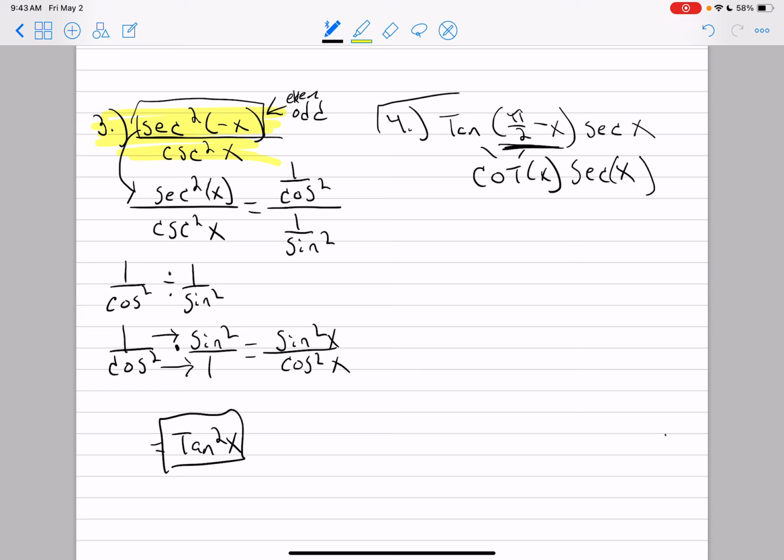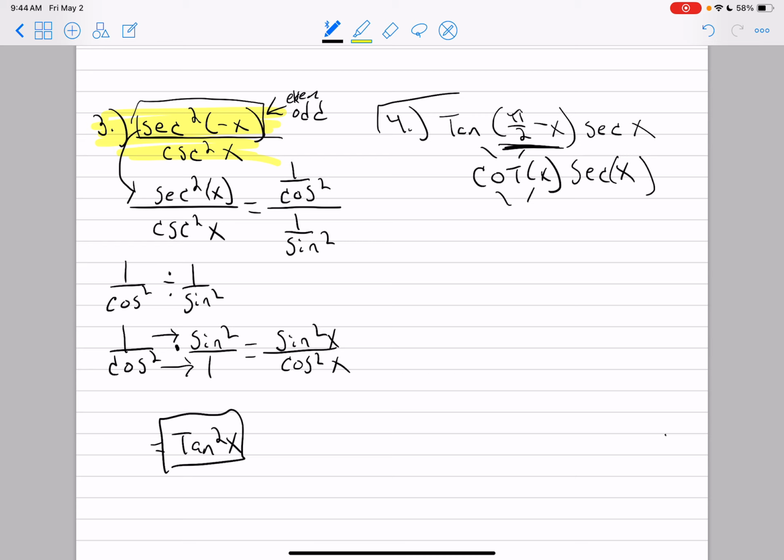Okay, so let's go to step 2. Can I rewrite everything in terms of one function? Well, cotangent, I could turn into tangent. Secant, I can't turn into tangent. The best thing to do is turn it into a combination of cosines and sines. So I'm going to go to step 3. Rewrite that expression to get a combination of cosines and sines. I know I could do that.